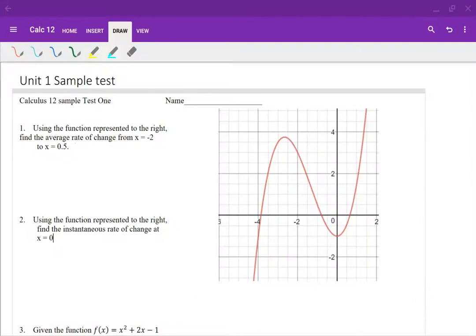All right. So we're doing the sample test for calculus, chapter 1. The function over here, we're going to start talking about average and instantaneous rates of change to start with. Here we've got an average rate of change that we're trying to figure out from -2 to 5 here, right?